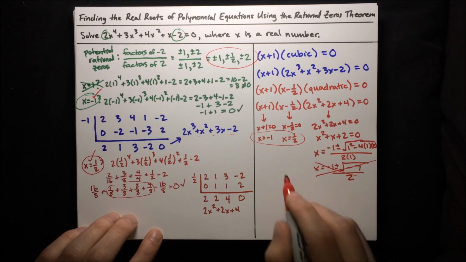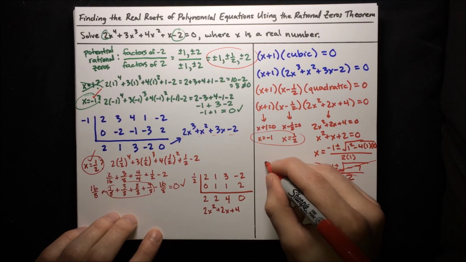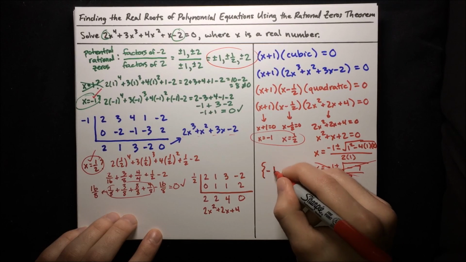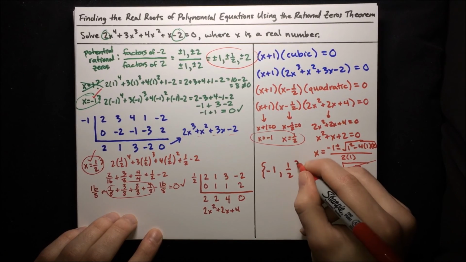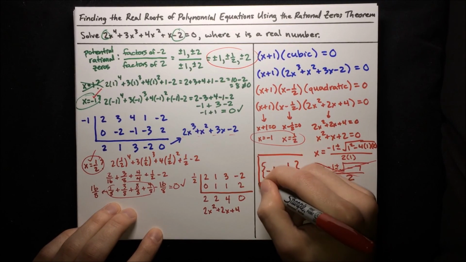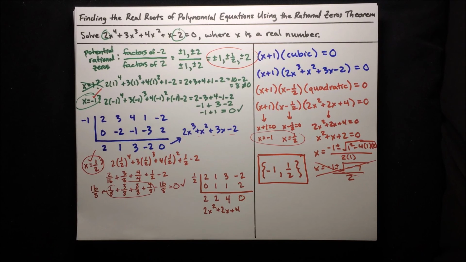So that's it. These are our only solutions here. Our solutions are negative 1 and a half. And there we go. Finally, we are done. In this video, we practiced finding the roots of polynomials. In the future, though, we'll also learn how to graph polynomial functions.